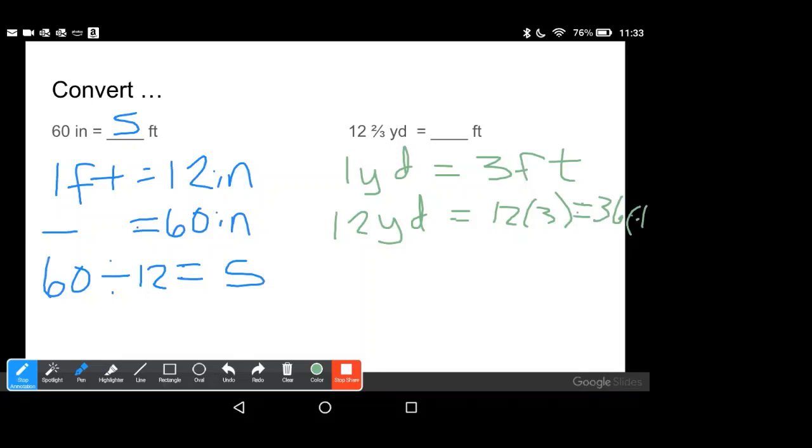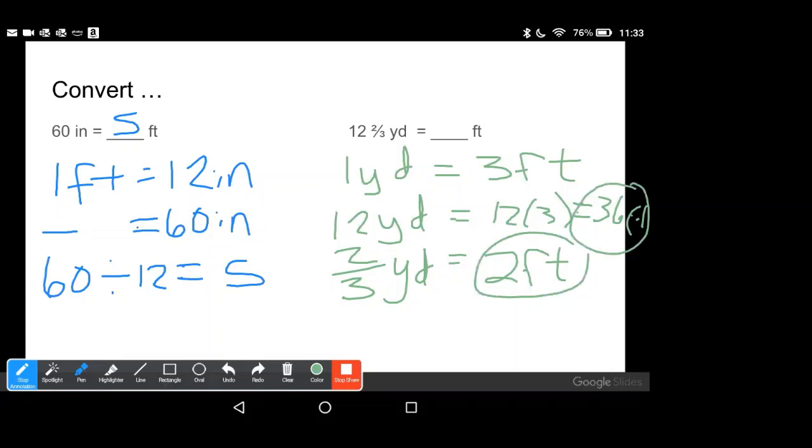And then I have that 2/3 yard, and we talked about that a second ago. 2/3 of a yard. Well, 1 yard is 3 feet, so 1/3 of a yard is 1 foot. 2/3 of a yard would be 2 feet. So I have my 36 feet and my 2 feet. I want to add those together, and I get 38 feet.